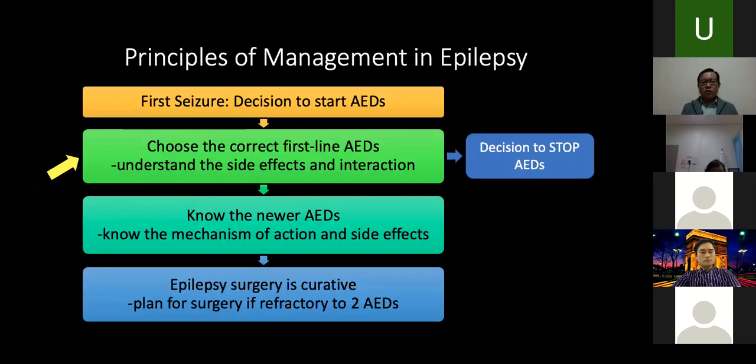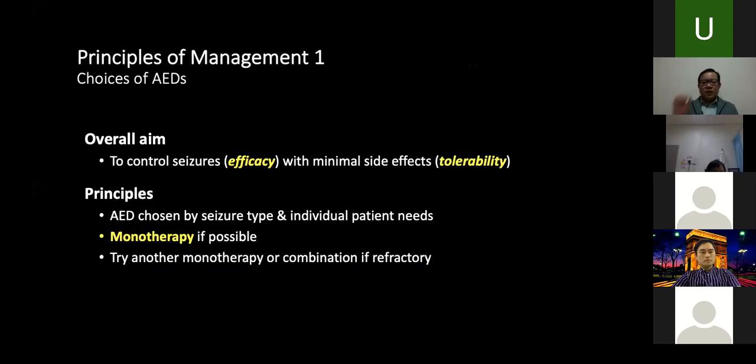The second rule is how to choose the first AEDs. There are a few principles. The first principle is that we want to achieve seizure control but with minimal side effects. So these are the key terms: effective, but not much side effect, tolerable. Effective efficacy and tolerability.